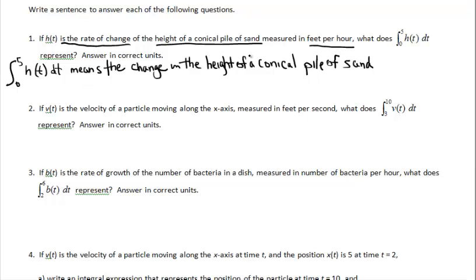Okay, so we're going to try and do a template here. The answer to this integral, we're going to get back to a change, and it's the change in the height of this sand. Right here would be a good time to put the units, because notice this is answer in correct units. Well, the height is going to be measured in feet, because we'll lose the per hour. So I'm going to put in feet. It's the change in feet. We're not done. We also need to address the limits from time equals 0 to time equals 5 hours.